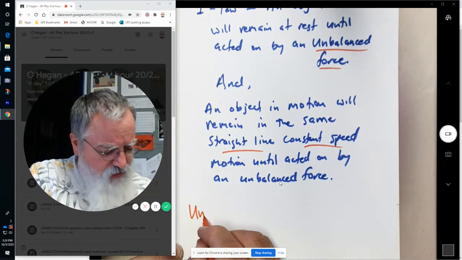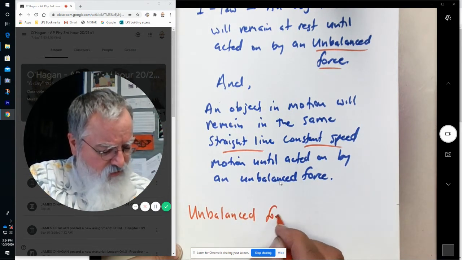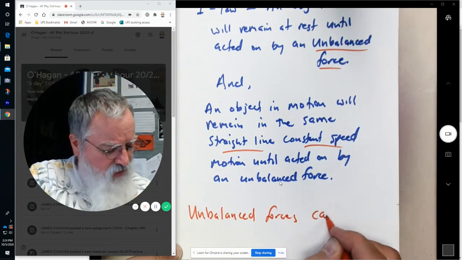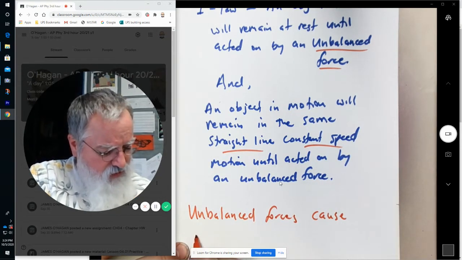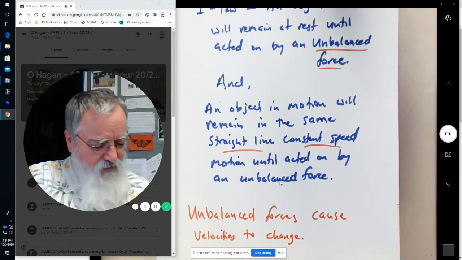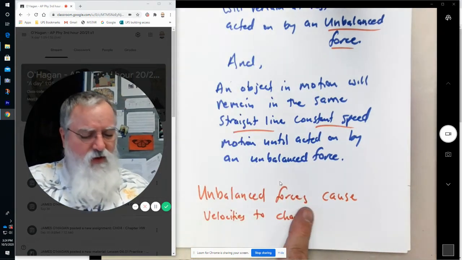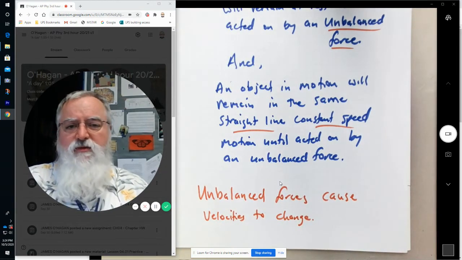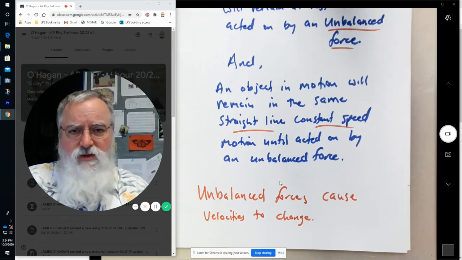Unbalanced forces cause velocity to change. There it is. All those words are cut right to the chase. Unbalanced forces and the velocities change. Balanced forces, velocities don't change.